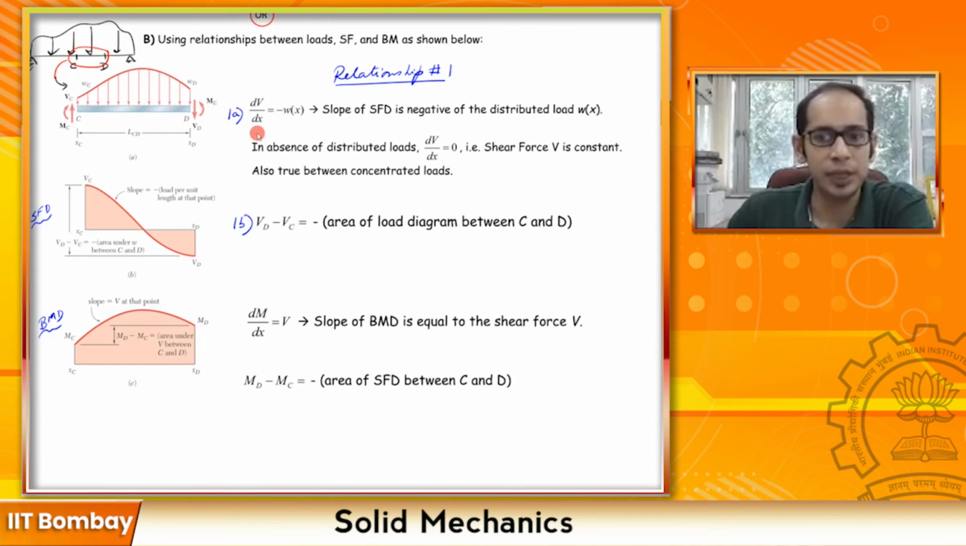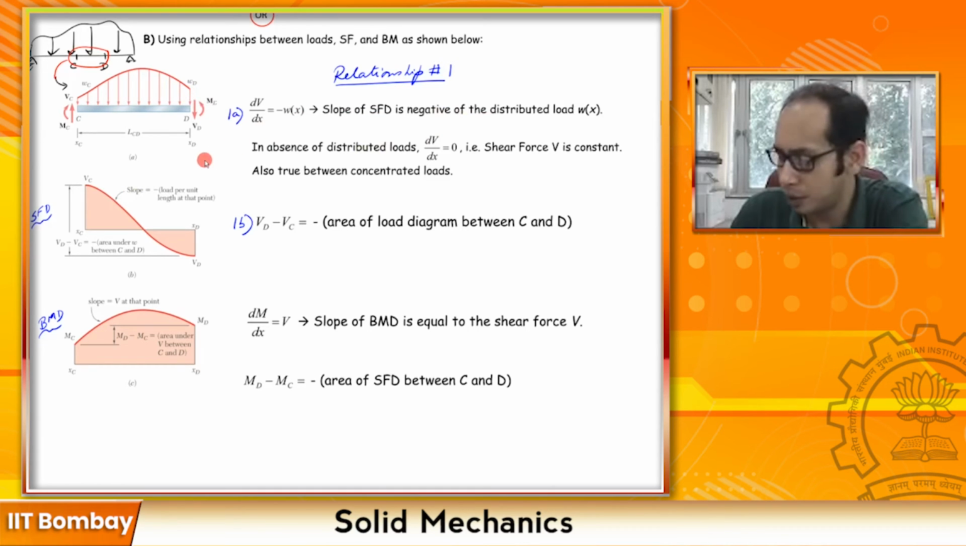Okay, so dv dx equals to minus of wx, which means the slope of the shear force diagram, that is this slope, is negative of the distributed load which is acting on top of that, right? So this is our relationship number 1. So this is an important relationship.